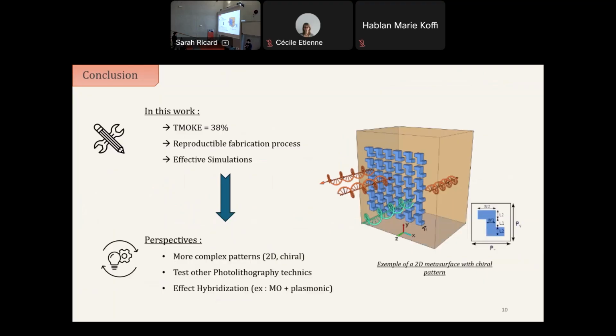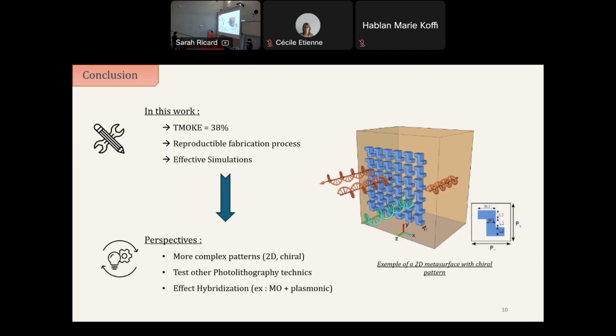So to sum up, we have a high TMOC at around 500 nanometers. We have a good fabrication process and a way to do simulation effectively. But what is interesting is that this is kind of the basis for my thesis and my PhD. Most of this work has been done during my internship.